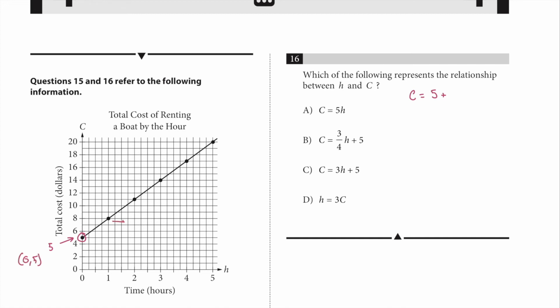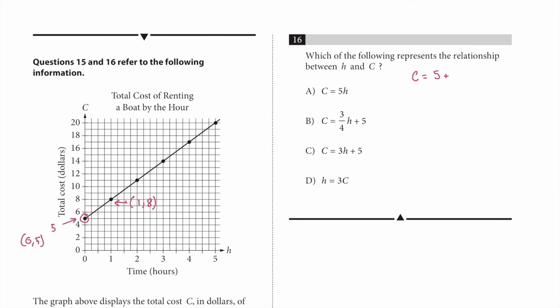If you look at the second point, that is 1, 8. And slope is our rise over run, or our change in y over change of x. So we're going to say 8 minus 5 divided by 1 minus 0. It's going to be 3 over 1, which is 3. So our answer should be C equals 5 plus 3H, which is C.